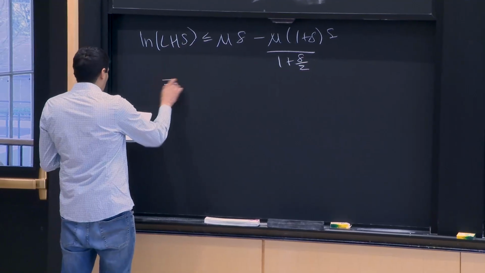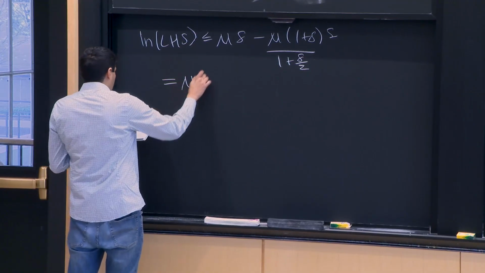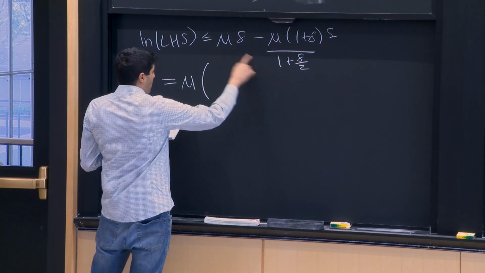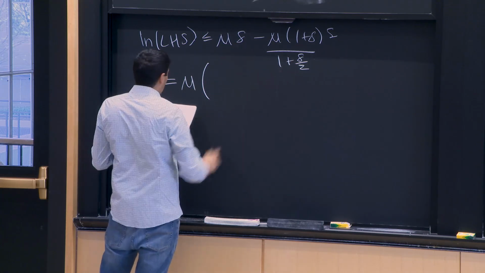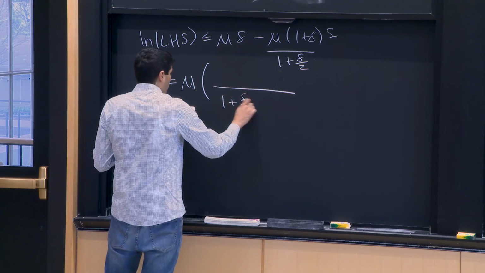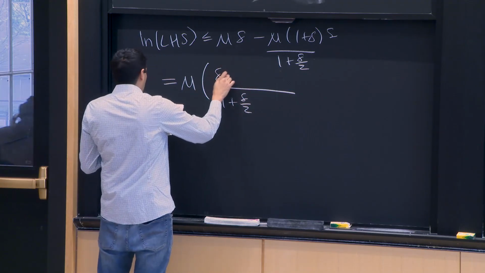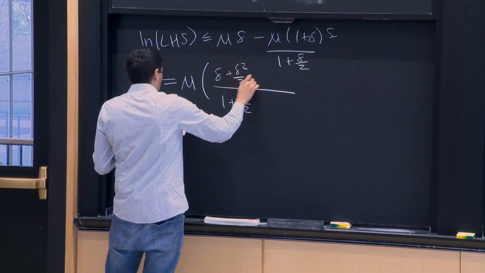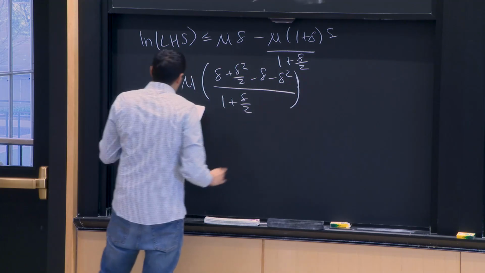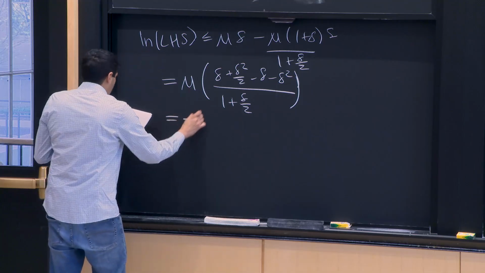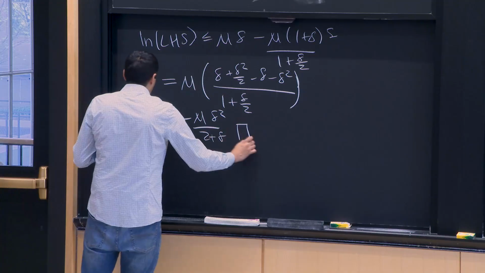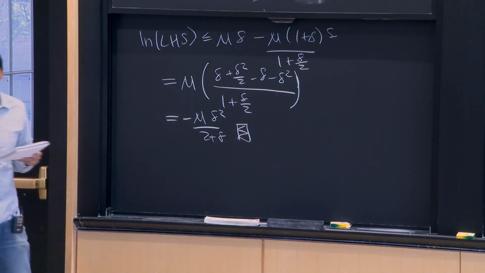And now when we collect terms, we'll be home free. So this is equal to mu times a whole bunch of things. So I'm going to multiply this part by 1 plus delta over 2, just so that I can put everything to have this denominator of 1 plus delta over 2. And then I'll get delta plus delta squared minus delta squared. And then life is good because I get minus mu delta squared over 2 plus delta. And that's the proof.